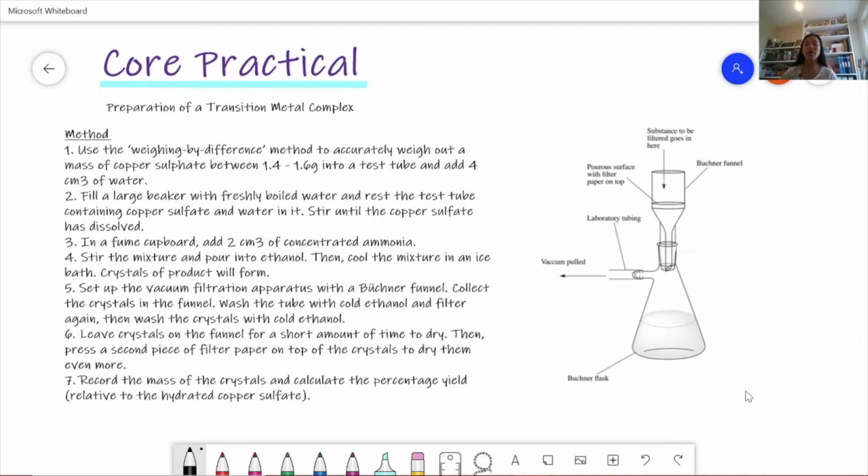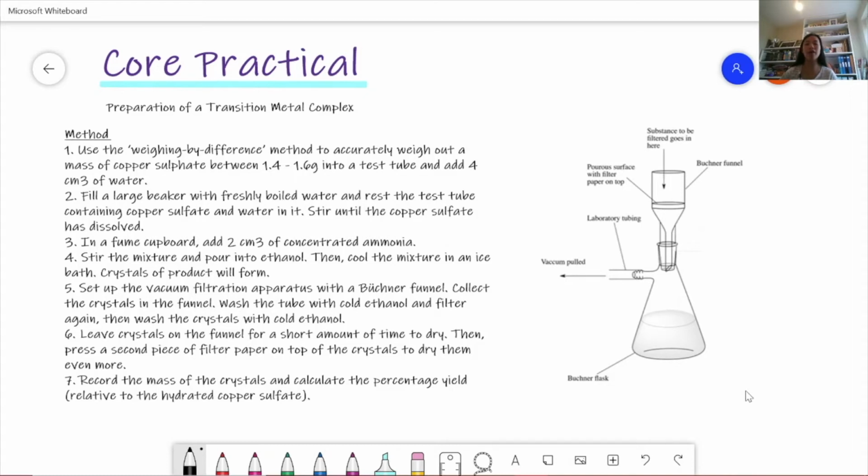You then set up a vacuum filtration apparatus with a Buchner funnel and collect the crystals in the funnel. You wash the tube with cold ethanol and filter again, and then you wash the crystals with cold ethanol. You then leave the crystals on the funnel for a short amount of time to dry, and then press a second piece of filter paper on top of the crystals to dry them even more. And then you record the mass of the crystals and calculate the percentage yield.